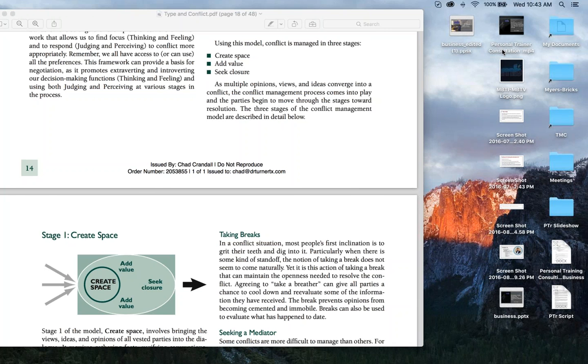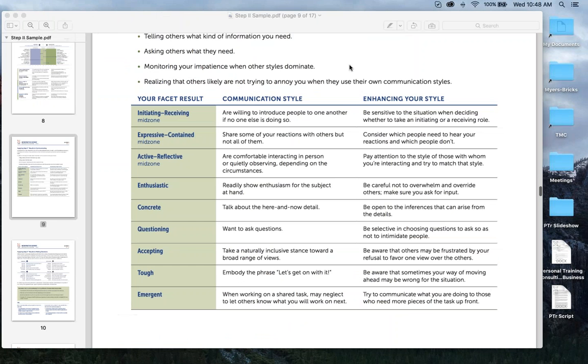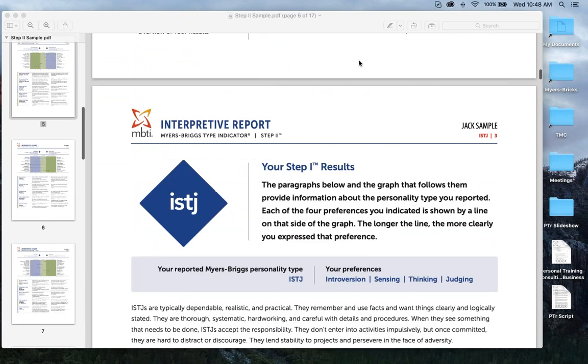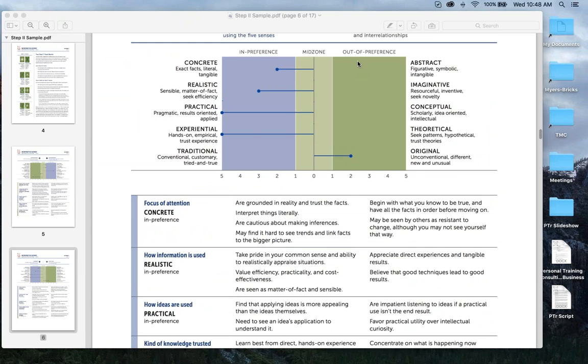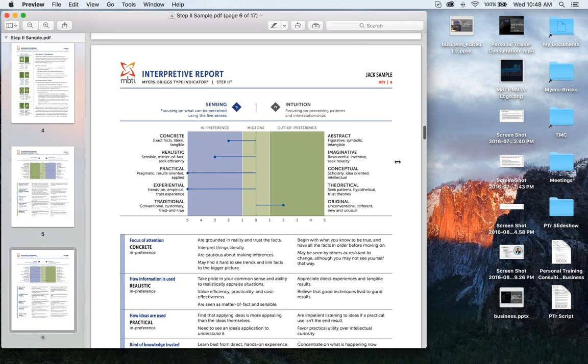Yeah, okay, I'm going to share this with you. So, one second. Okay, so this is a sample Step 2 report. We've talked about Step 2 in the past, but let me get a little more specific on here.